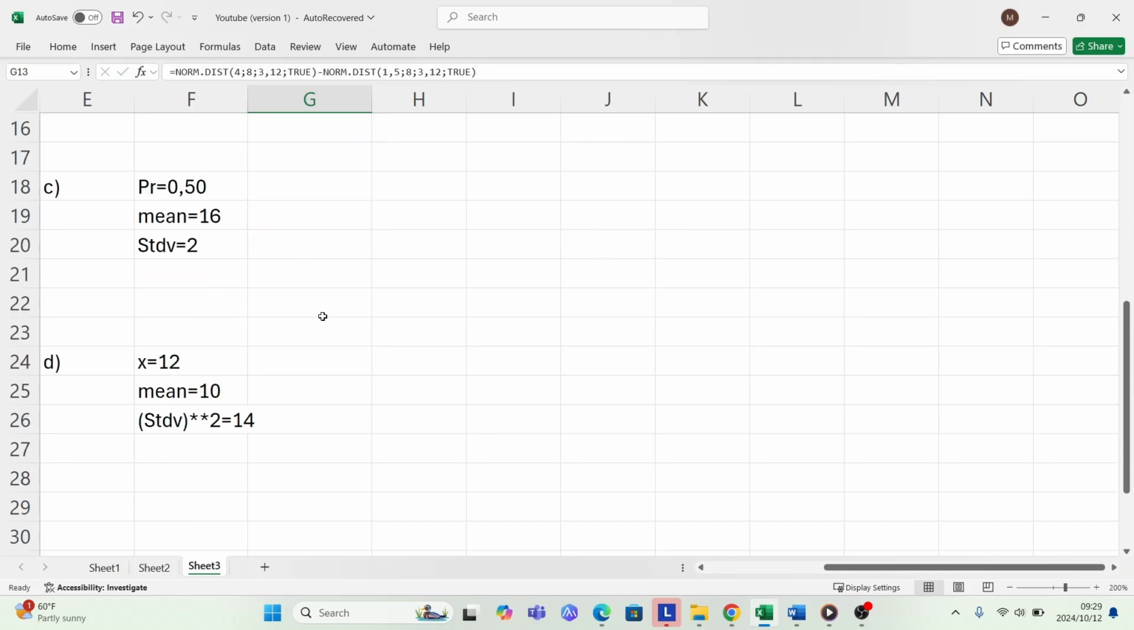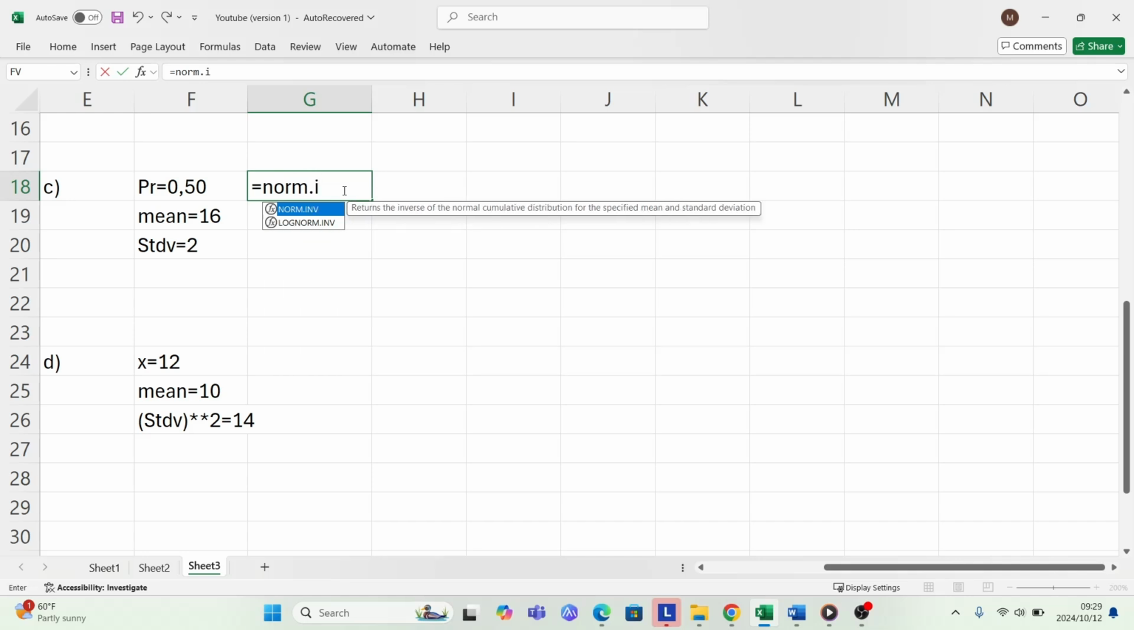So the third one, C, to formulate this one, we can use equal norm.inverse. So our probability in this case is 0.50, comma, our mean is 16, comma, standard deviation of 2. Enter.